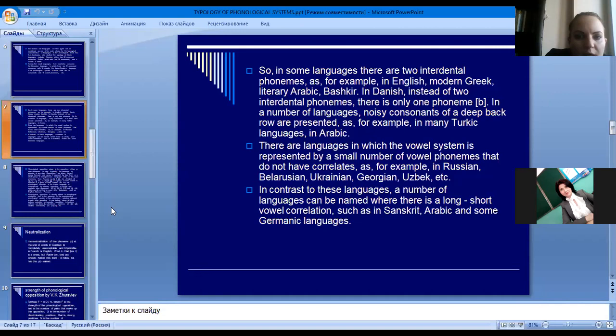There are languages in which the vowel system is represented by a small number of vowel phonemes that do not have any correlates, as for example, in Russian, Belarusian, Ukrainian, Georgian, Uzbek, and so on. In contrast to these languages, a number of languages can be named where there is a long-short vowel correlation, such as Sanskrit, Arabic, and some Germanic languages. It follows from what has been said that the inventory of phonemes, vowels, consonants, their number and composition can be recognized as a general criterion for the typological characteristics of the phonological system of languages which are compared.